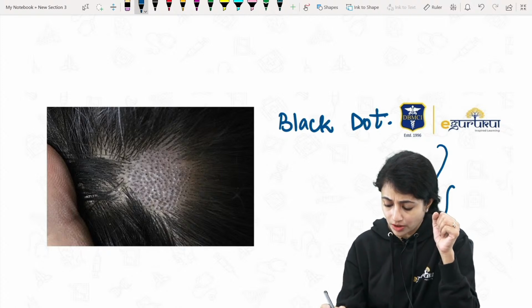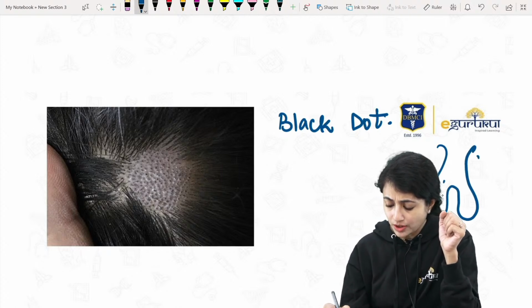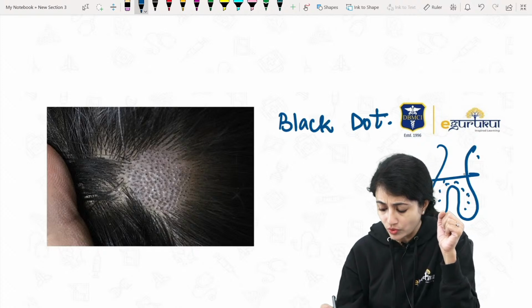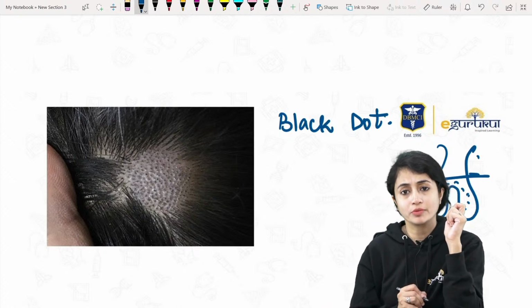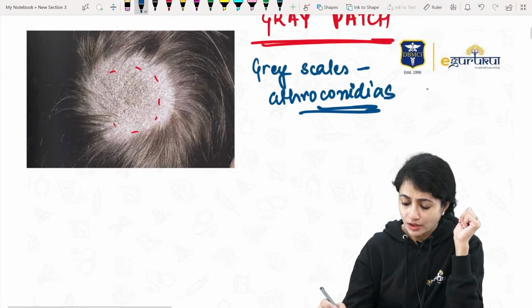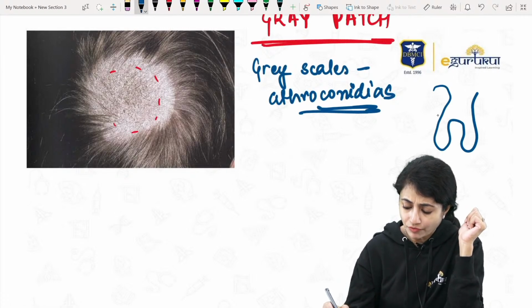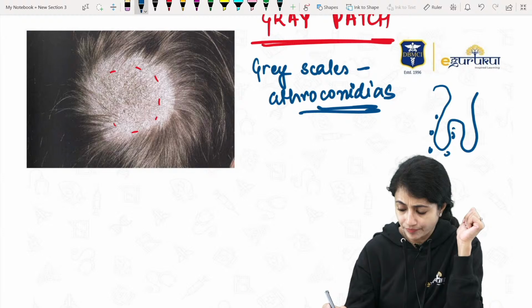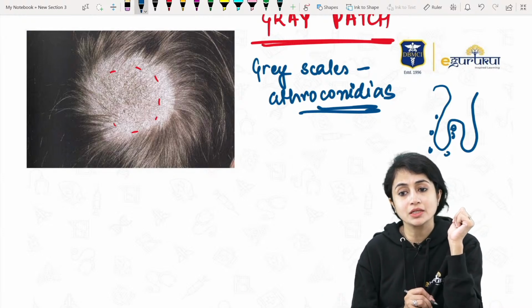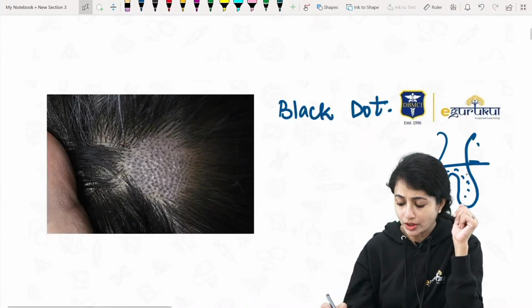Now this is my hair shaft. If it is invading it from inside, my hair becomes weak. So it breaks off from the surface. Here what was happening, if this is my hair shaft, my fungal spores were outside, and that is what is appearing as scales. In black dot, they are inside.